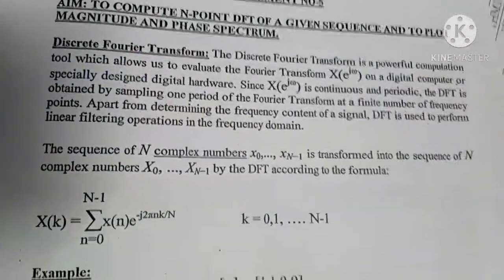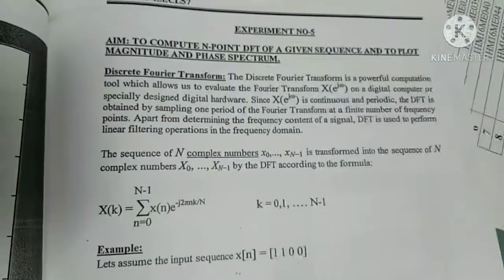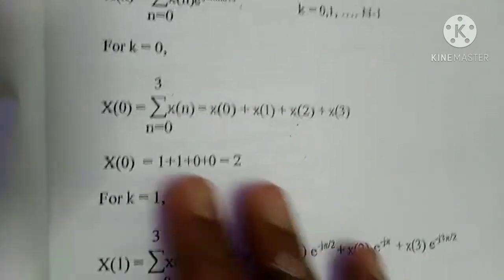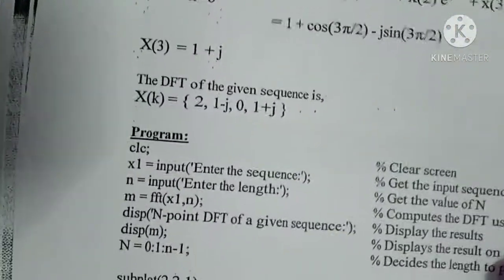That is to calculate the DFT of a given sequence. So this is the formula for calculating the DFT, the N-point DFT. I think you know how to calculate it. Let us substitute the values here. They have mentioned how to calculate the DFT of a given sequence. So this is the answer I am getting.